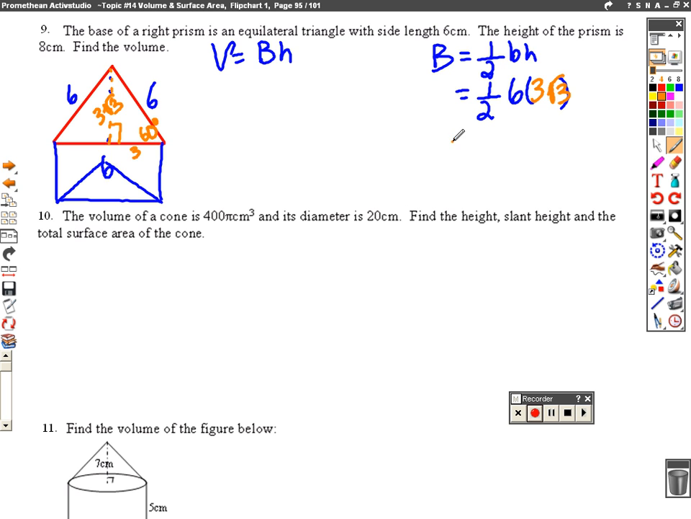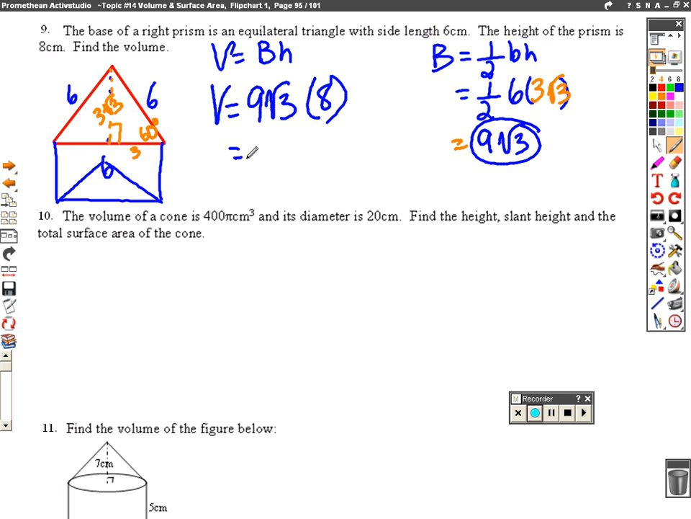If we multiply this out, we get 1/2 times 6, which is 3, and 3 times 3 root 3 is 9 root 3, and that's our big B. So going back to our volume formula, we're going to take our big B, which is 9 root 3, and multiply it by the height of the whole prism, which they're telling me is 8. So all we really have to multiply here are the 9 and the 8. 9 times 8 is 72. Root 3 is still there, and since this is volume, that will be centimeters cubed.